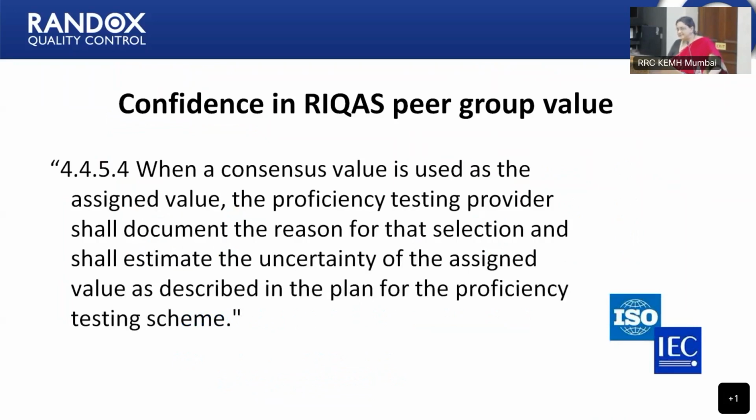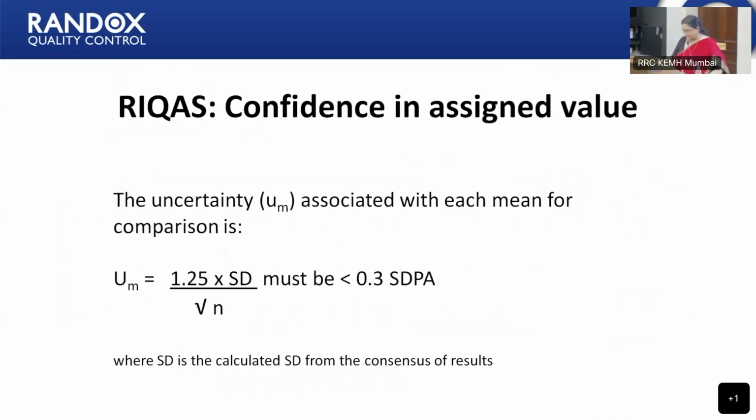ISO/ISD guidelines say that each PT provider should estimate the uncertainty for the assigned value to develop confidence in the peer. So the uncertainty is calculated using the formula 1.25 times SD divided by root n. The n stands for the number of results that are used for the calculation, on data falling in the whole data.